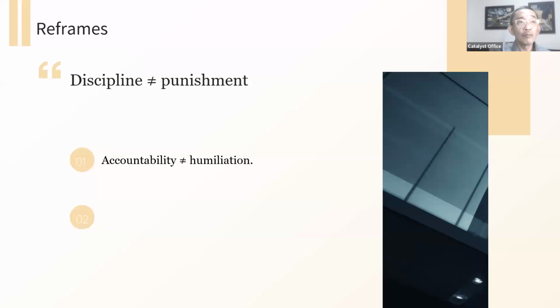Accountability does not mean humiliation. When you hold the student accountable for an offense, that doesn't mean you have to embarrass the student in front of everybody and say, okay, look at John, he did not submit, and I'm asking him questions, he's not even answering me. He's not even explaining himself. I'm giving him a chance to explain himself, and he's not even answering my questions. So holding a student accountable does not mean you have to resort to humiliation.